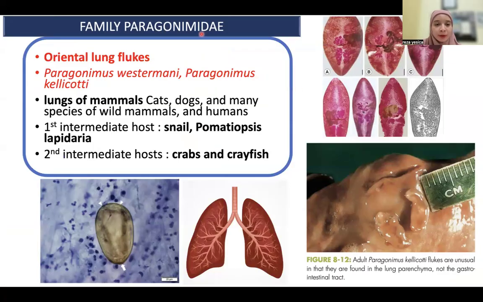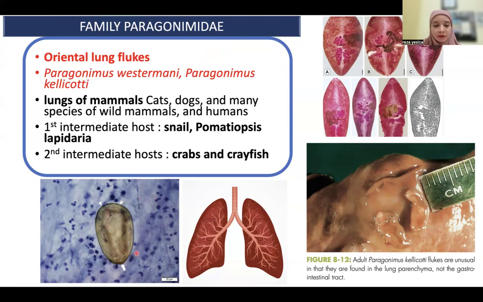And the next one is the family Paragonimidae. It's called the Oriental lung fluke. Both of them are Paragonimus westermani and Paragonimus kellicotti. They are called lung flukes because the predilection site is the lung of mammals like cats, dogs, many species of wild animals, and humans. This is the morphology of Paragonimus kellicotti in cats in lung parenchyma.